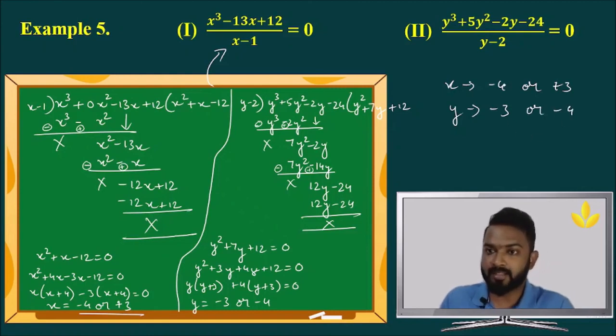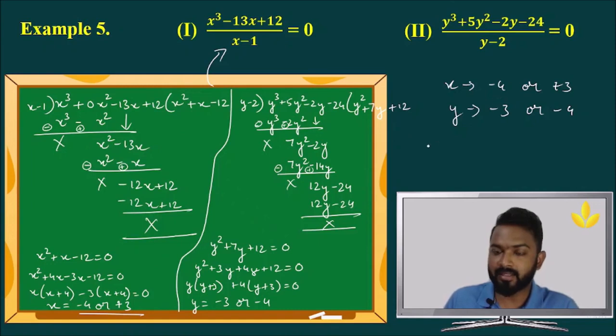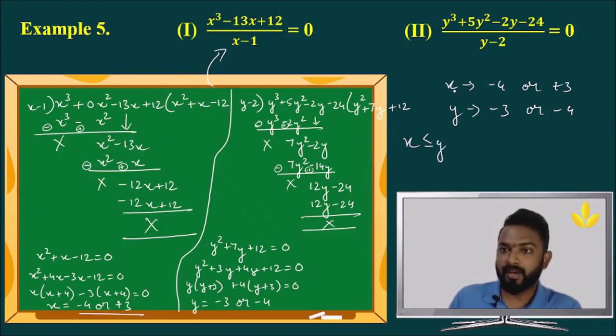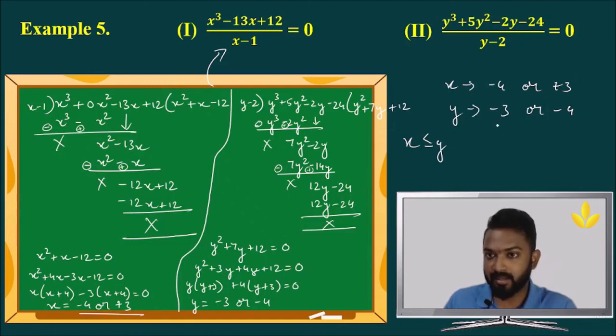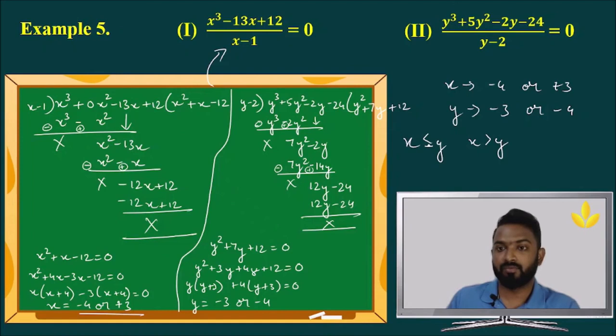So if x is minus 4, then x is either less than y or equal to y. Okay, and if x is plus 3, then x is greater than y. So it has everything. That means it cannot be determined. Answer is the fifth option.